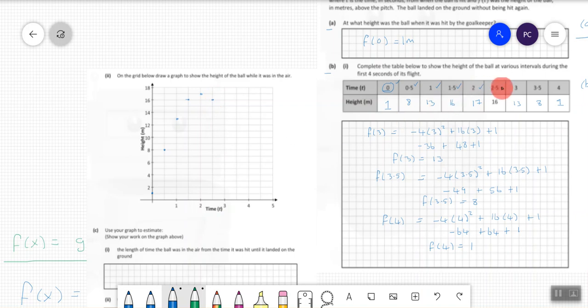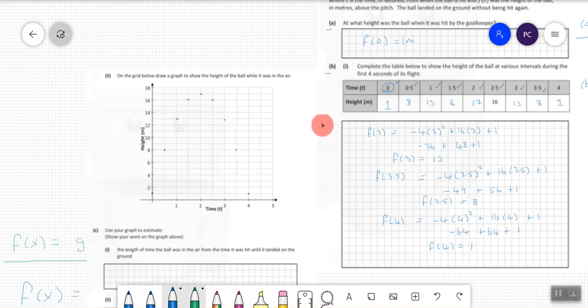The next one then is at 3, the height is at 13, so at 3 the height is at 13, which is going to be about here. So 3 seconds. And then 3.5 the height is at 8, which will be about there. And then at 4 seconds the height is at 1, so 4 seconds the height is back down here at 1.